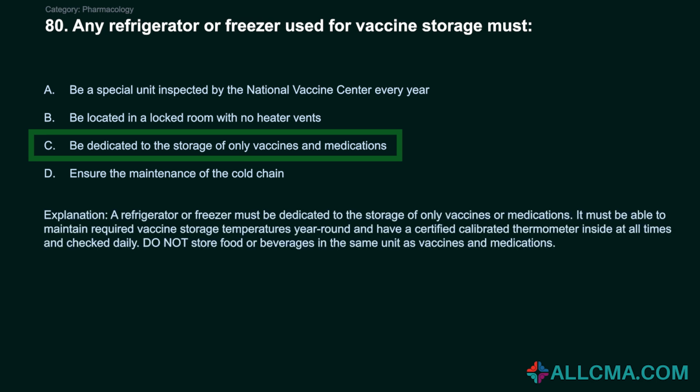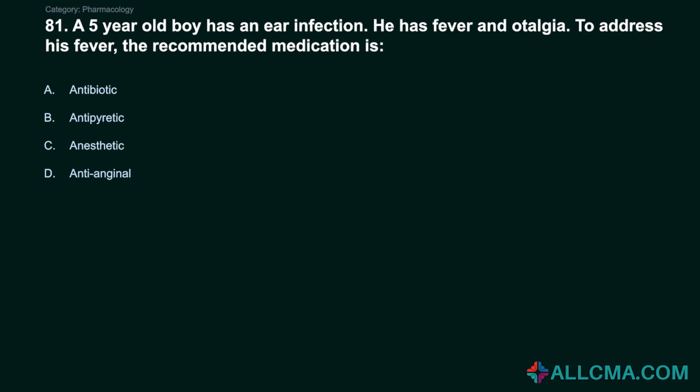A refrigerator or freezer must be dedicated to the storage of only vaccines or medications. It must be able to maintain required vaccine storage temperatures year-round and have a certified calibrated thermometer inside at all times and checked daily. Do not store food or beverages in the same unit as vaccines and medications.